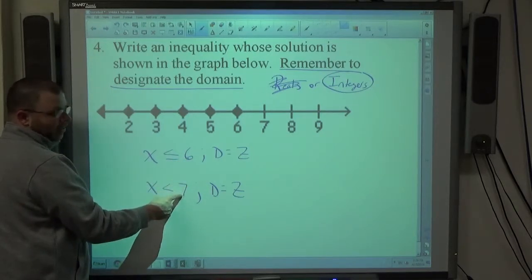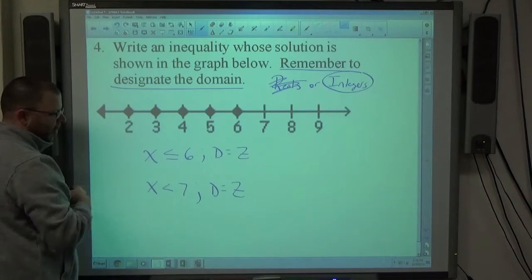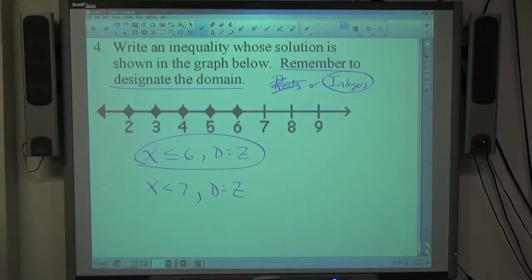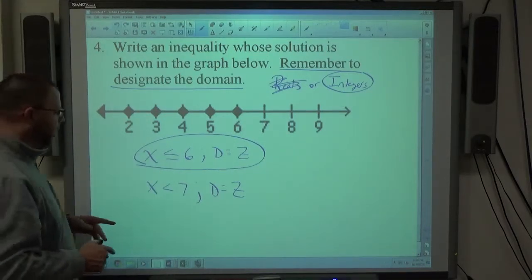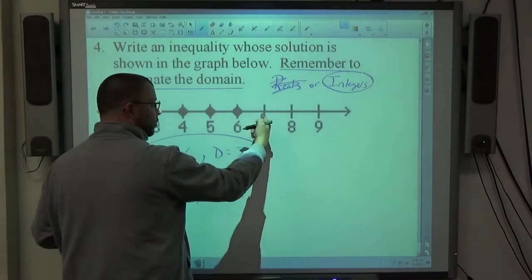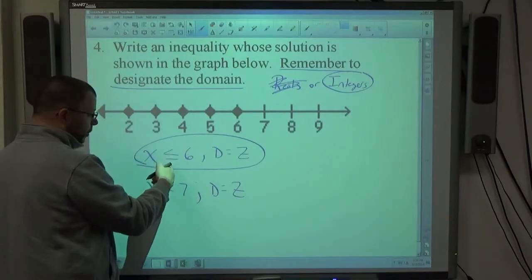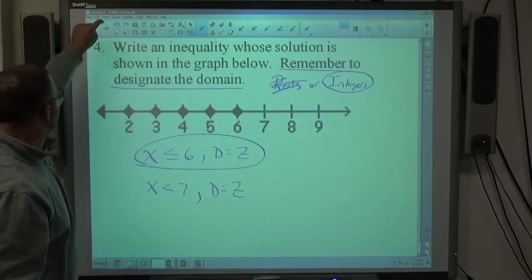This says to not start at 7, but the first integer below 7 is 6 and then go less. Both of these are correct. I'd probably go with that one personally, but again, I'm not going to count either one of those wrong. When the domain's reals, there's only one answer, but with integers, there's quite often two answers like this because less than 7 means first integer less than 7 is 6 and everything below. Less than or equal to 6 means start at 6 and then everything below. They mean the same thing.